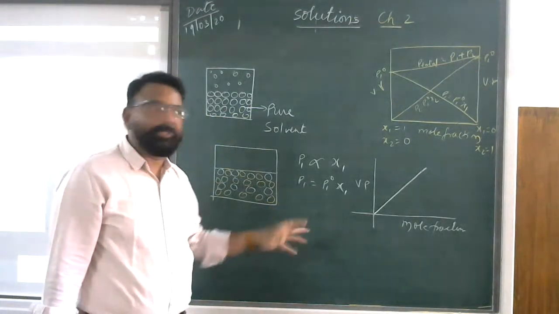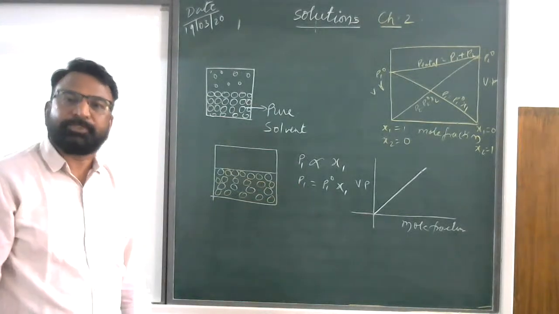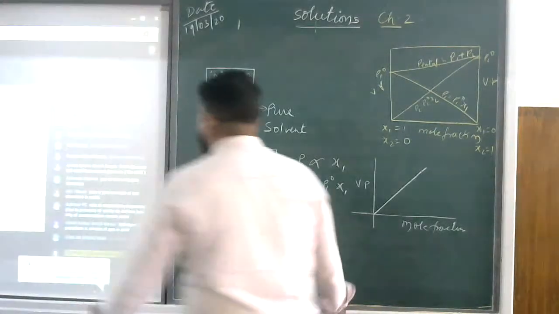I hope you all understood this. The vapor pressure will be taken in terms of the partial pressure, that is P1. Is it fine? Any problem?